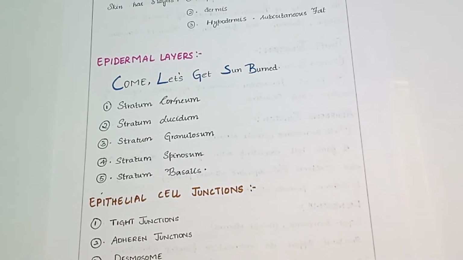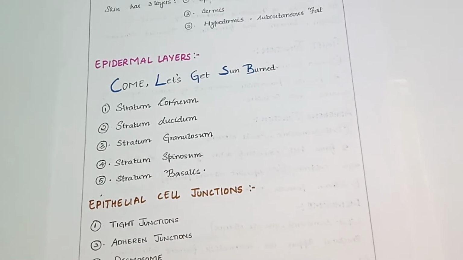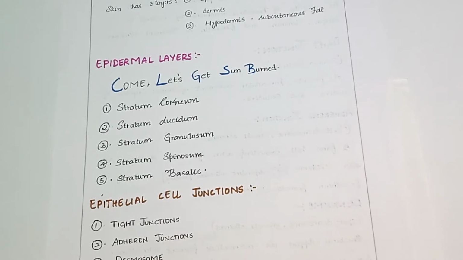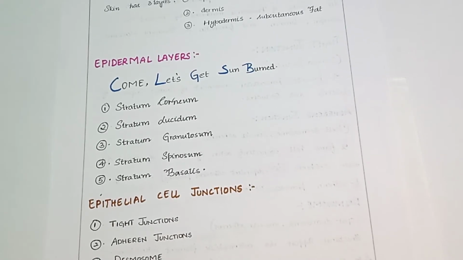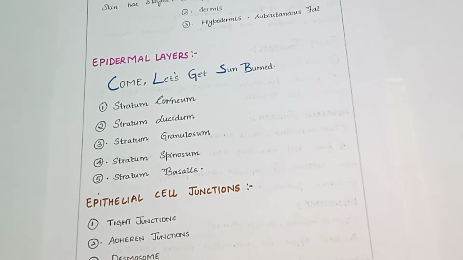There are 5 layers of epidermis. The first one is stratum corneum, the second is stratum lucidum, the third is stratum granulosum, the fourth is stratum spinosum, and the fifth is stratum basalis.